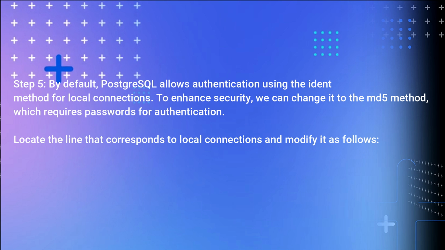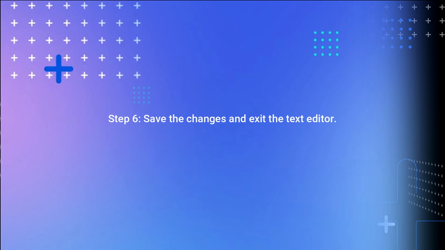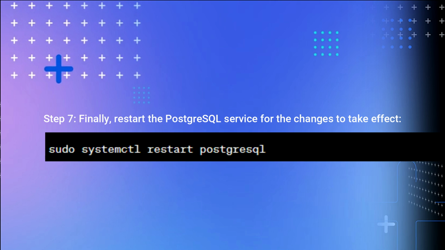Step 5. By default, PostgreSQL allows authentication using the ident method for local connections. To enhance security, we can change it to the MD5 method, which requires passwords for authentication. Locate the line that corresponds to local connections and modify it as follows. This line specifies that local connections require password-based authentication using the MD5 method. Step 6. Save the changes and exit the text editor. Step 7. Finally, restart the PostgreSQL service for the changes to take effect.